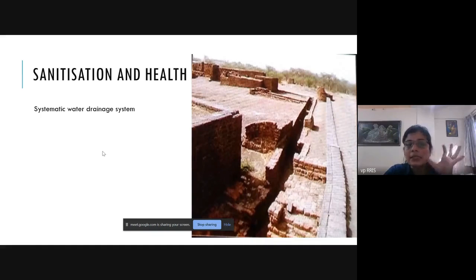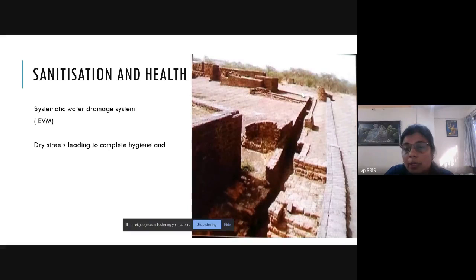They had a very systematic water drainage system. If you see here, every backyard of the house has an outlet for water. So whatever wastewater is there in that house gets collected in this outlet, which then goes and meets the main system. So there was no water littered in the city anywhere. And that led to dry streets. The streets were always dry, and that led to complete hygiene in the city always.